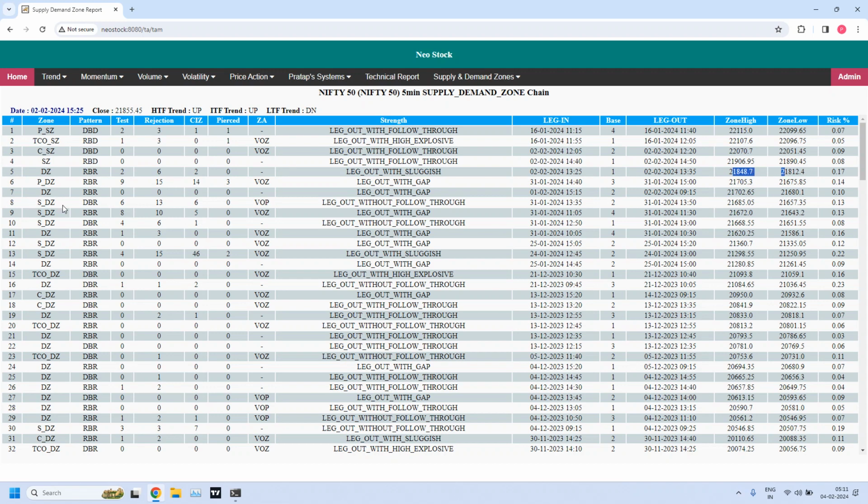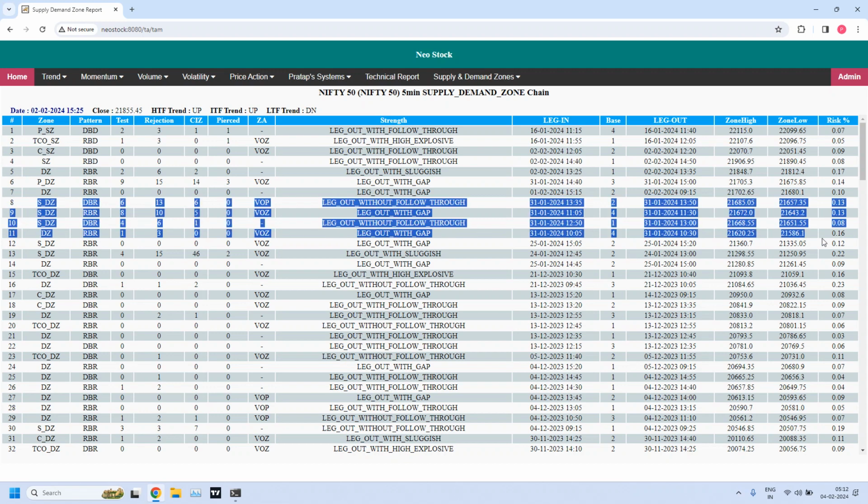We have 5 minute support, already tested 6 times and 13 rejections. This is again the 21,618 level. That means it is within that 15 minutes area we have seen previously. Again below that, one more high liquidity zone. Even below that, one more. We have continuously 3 high liquidity zones.